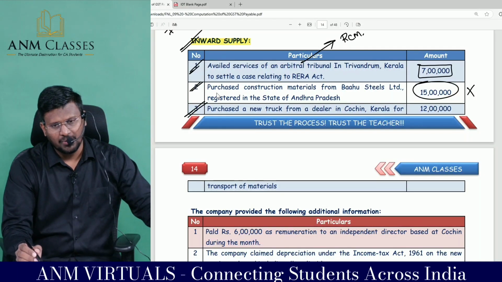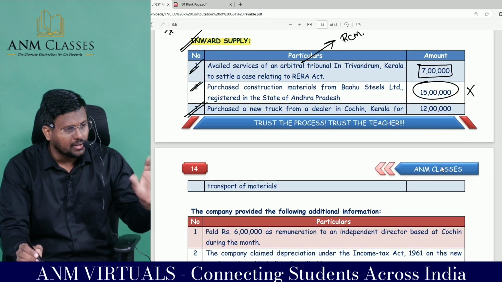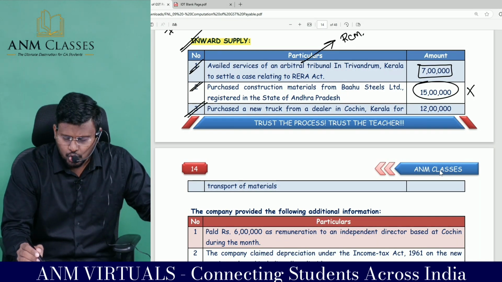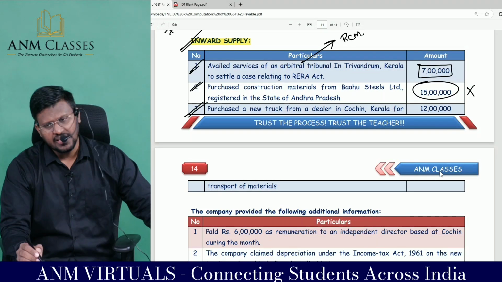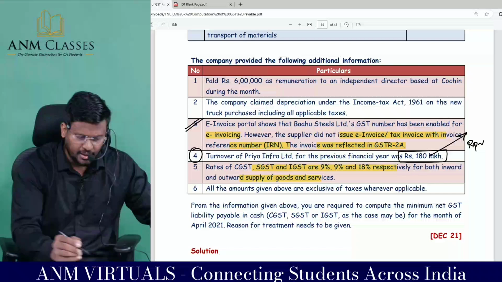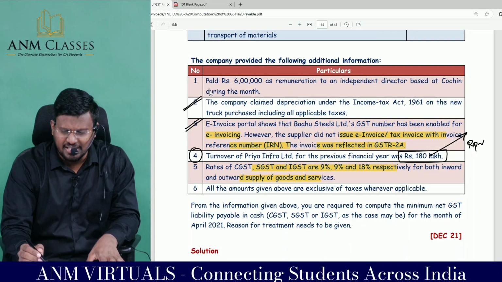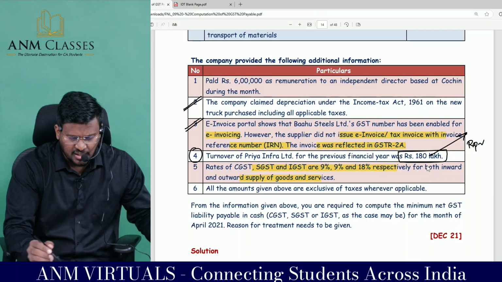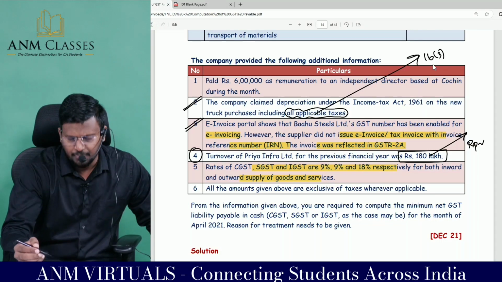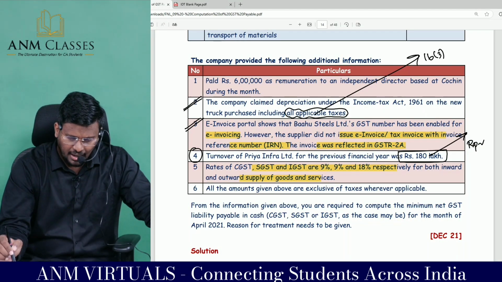Purchased new truck. Only motor vehicle is covered in the blocked credit. Truck is not covered in the blocked credit. From a dealer in Cochin, Kerala, for transport of material. So you would have paid CGST and SGST. You are entitled to claim it as ITC, but we have to check if any notes are available for that. The company claimed depreciation under the Income Tax Act on the new truck purchase, including all applicable taxes. As per section 16 subsection 3, if depreciation is claimed on the tax component, then there is no ITC.